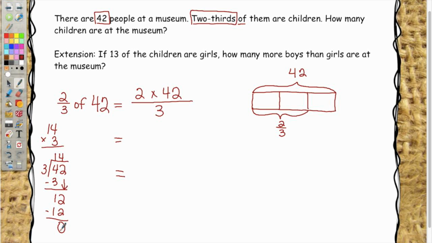14. So if I factor this, and I'm going to change the color of my pen so you can still see my handwriting, okay? I'm going to divide by 3. So 3 divided by 3 equals what? 1. 42 divided by 3 equals 14.